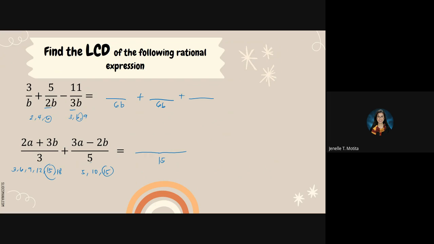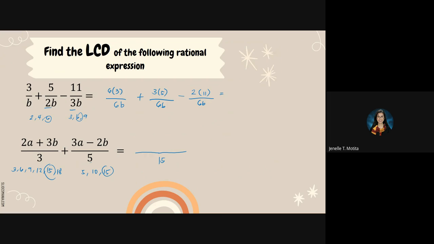They have a common denominator, 6b. So 6b divided by b, that's 6 times 3. Next, 6b divided by 2b. By the way, this is minus, so just copy the sign. 6b divided by 2b, you got 3 times 5, minus 6b divided by 3b, that's 2b. Or sorry, that's 2 times 11.